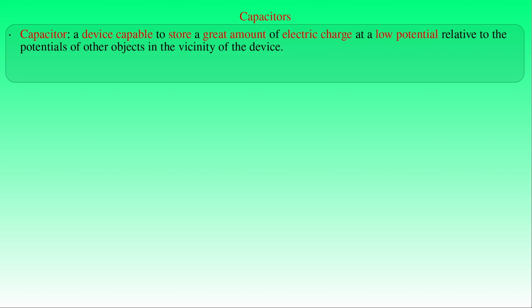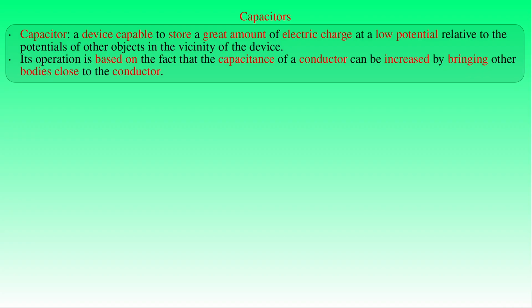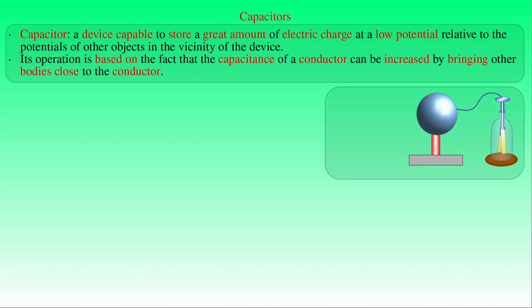Such devices are called capacitors, and their operation is based on the fact that the capacitance of a conductor can be increased by bringing other bodies close to them. For example, let us bring a metallic body into contact with the top plate of an electroscope and charge the system formed by the conductor and the electroscope. The gold leaves of the electroscope will spread apart, indicating the presence of electric charge. As we bring another grounded metallic body near the system, the gold leaves will close as the distance between the system and the grounded conductor decreases.